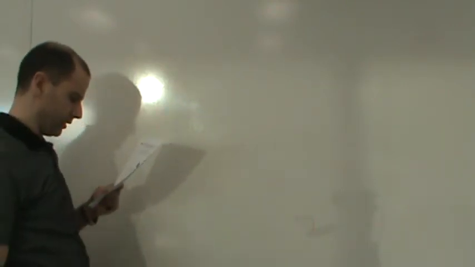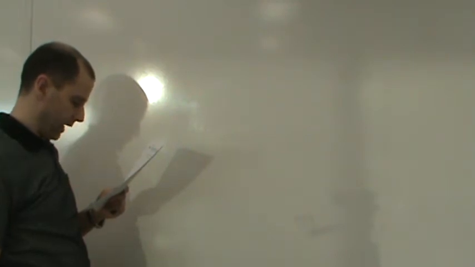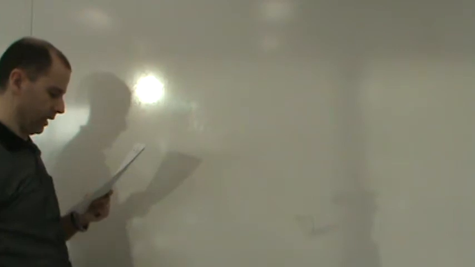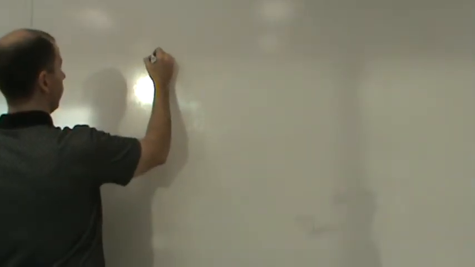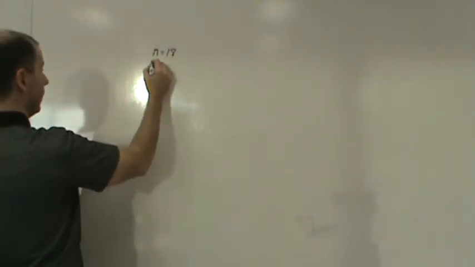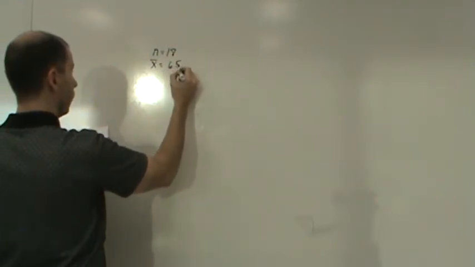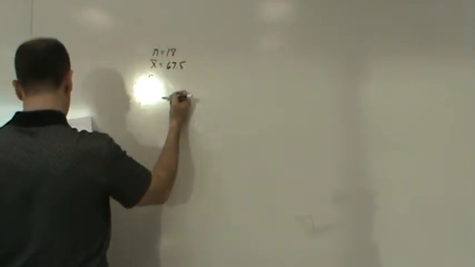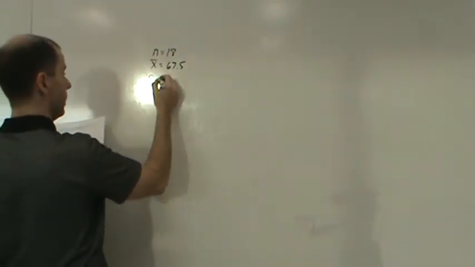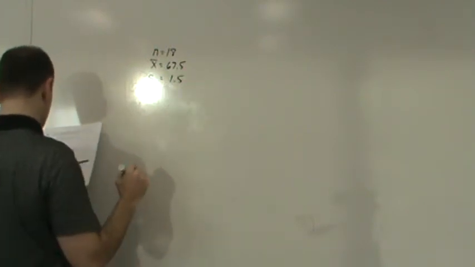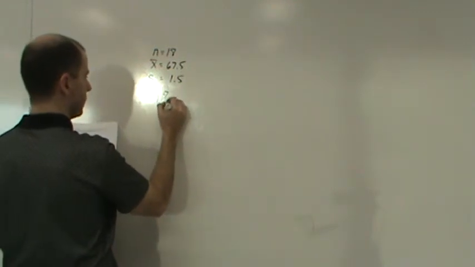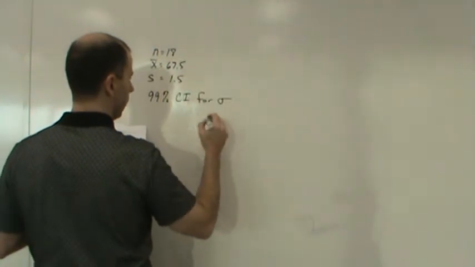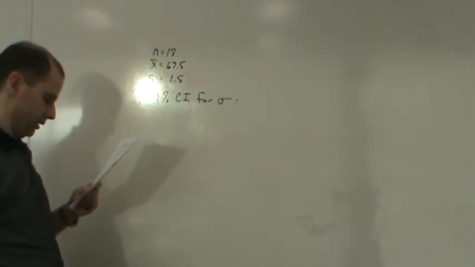So here, it says a random sample of 18 men have a mean height of 67.5 inches and a standard deviation of 1.5 inches. Construct a 99% confidence interval for the population standard deviation. So now, what do they give us? Well, we know n is 18. The mean height, x bar, is 67.5. Because it says the standard deviation for the 18 men, s is 1.5, and they want to construct a 99% confidence interval for sigma, the standard deviation of heights for all men in this region, in this population.